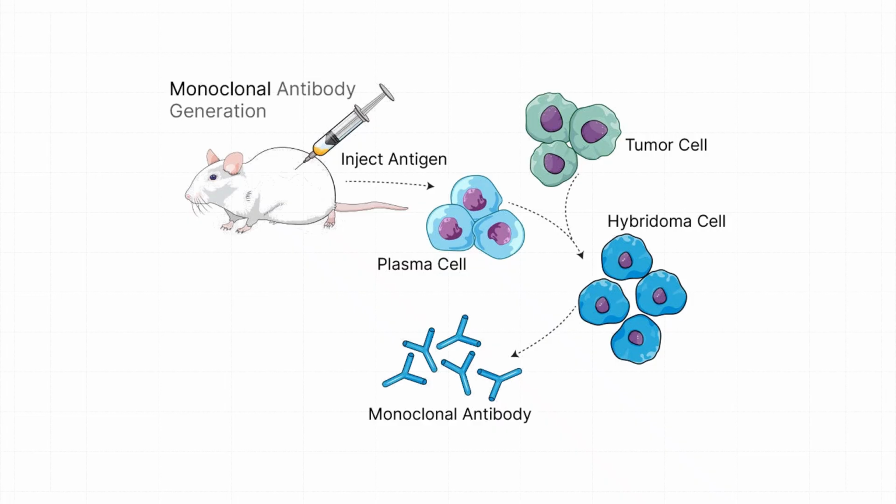Notice the green cells in the upper right corner of the diagram. These are the tumor cells, specifically myeloma cells. A myeloma is a malignant cancer of the plasma cells. So the myeloma cell lines used in hybridoma technology have two critical properties that make them ideal fusion partners.